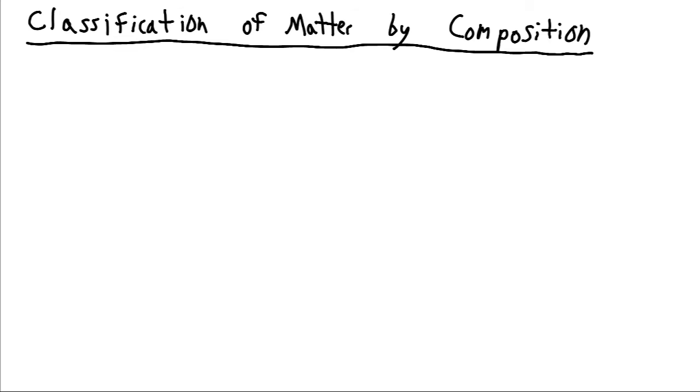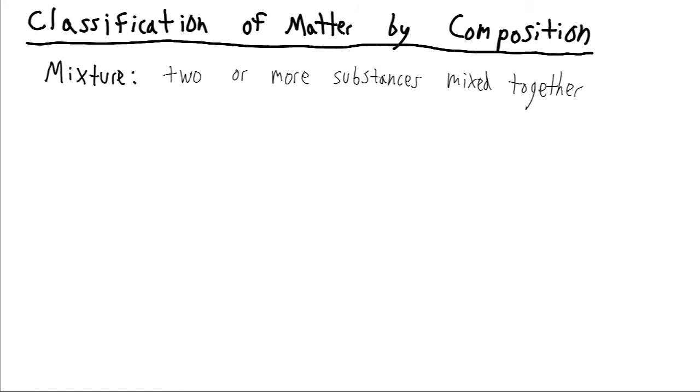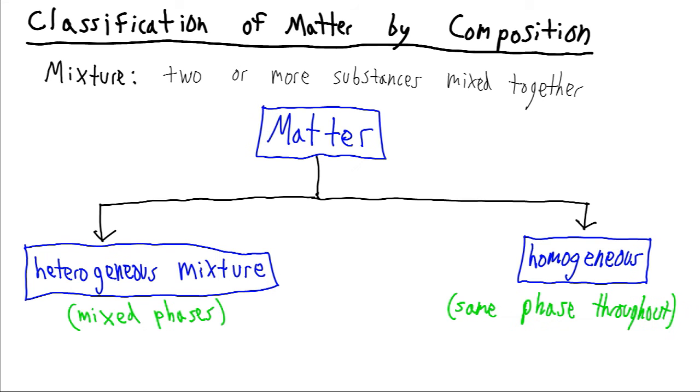If we can glean some information about what our substance is made out of, then we can classify it by composition. So we'll introduce a term here. The term is mixture. It's just two or more substances mixed together. That's the same way we use it commonly, same in chemistry. And to classify matter, we can classify it as a heterogeneous mixture.